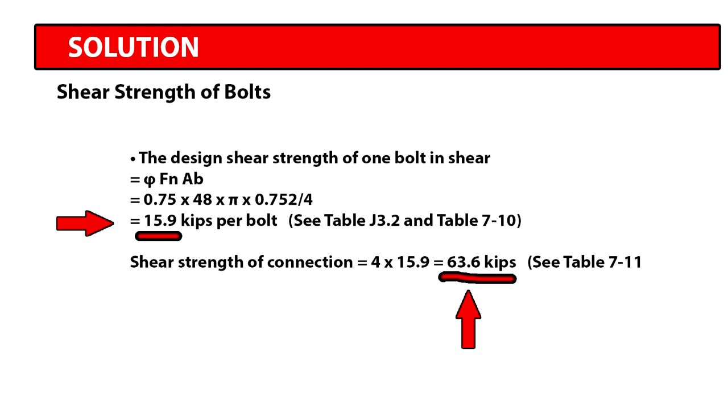So our F sub n is equal to 48. This is from the AISC manual for A36 type of steel, and our diameter is 0.75. Solving, we have 15.9 kips per bolt. For the whole connection shear strength, just multiply it by the number of your bolts, which is 4. So 15.9 times 4 is equal to 63.6 kips.